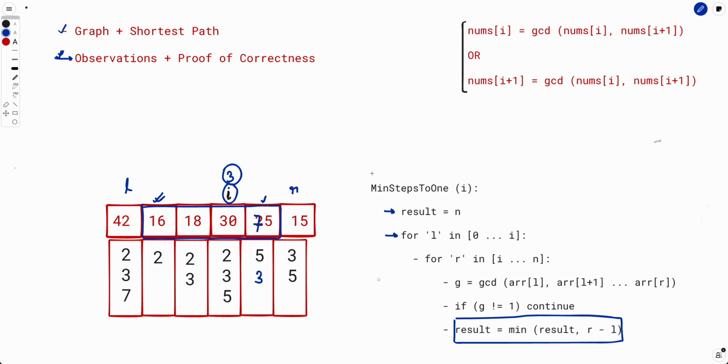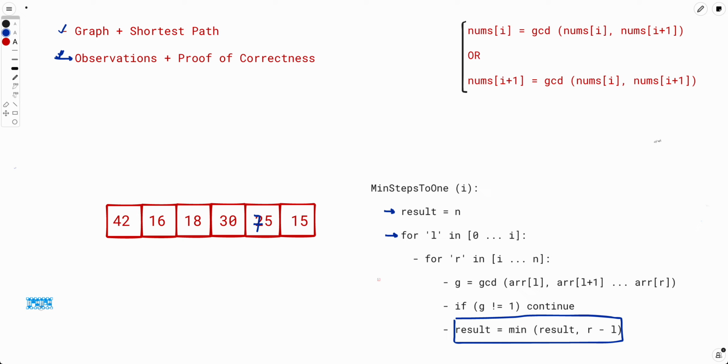Now what you can do is simply figure out this minimum steps required for each of the array elements here, right? You will figure out the minimum number of steps required for 42, for 16, 18, 30, 75, and 15. And then whichever takes the minimum steps, that one you will convert to 1. Basically, if you remember, our motive was to convert any of these elements to 1. Basically, we want at least one 1 in this array. So we have to convert any of these elements to 1.